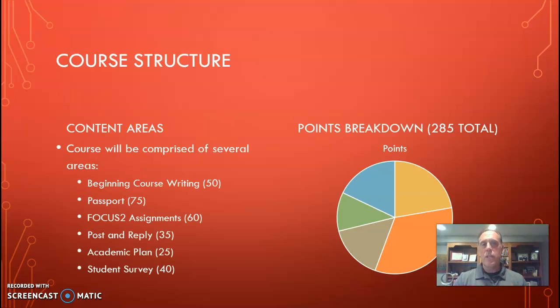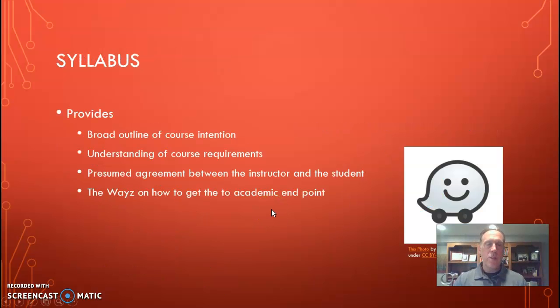So when you look at our course, and you'll see this in the presentation specific to the syllabi, you have these different functional areas within the course, and we're looking at how they break down. The beginning course writing assignment, the 3 passport assignments, the focus 2 assignments, of which there are 6 of them, post and reply, and these are all going to be on Blackboard. They are all going to be submitted on Blackboard, as well as completed on Blackboard and graded on Blackboard. So you'll never, ever have to actually submit any kind of paper in this class. The total points for the class will break down to 285 with a 5 credit extra credit in there.